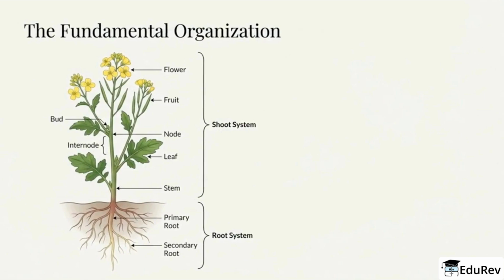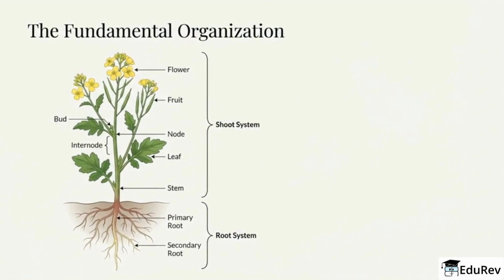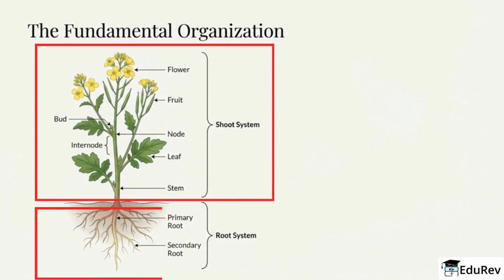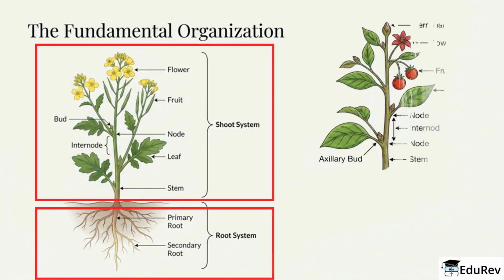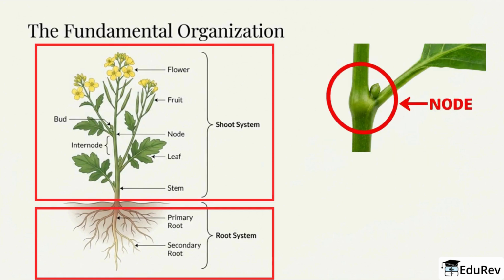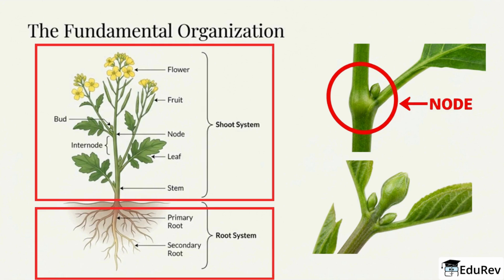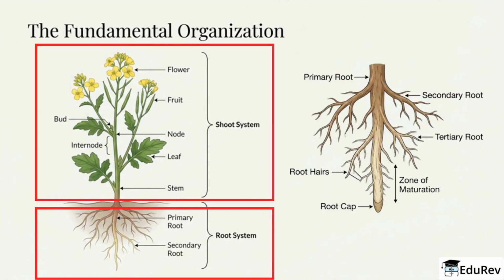At the most basic level, plants are organized into two systems: the shoot system and the root system. The shoot system includes the stem, nodes, leaves, and buds. Nodes are the points where leaves and buds arise, and the bud is the embryonic shoot that can give rise to branches or flowers. The root system anchors the plant and absorbs water and minerals. Some plants also show primary growth, which lengthens organs, and secondary growth, which increases thickness in woody species.